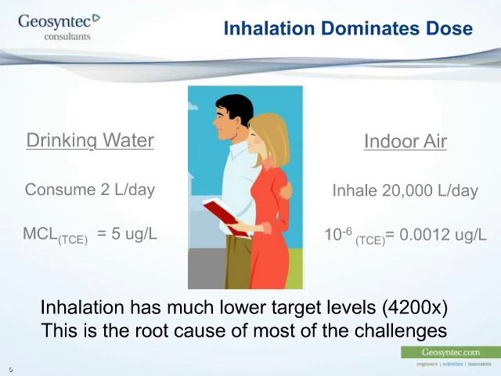When we perform risk assessments, we usually make assumptions that people consume something in the order of a couple of liters a day of water, whereas people inhale around 20,000 liters per day of air. And because there's such a large volume of air coming into the body, and the lungs are a very efficient mechanism of transferring gas into the bloodstream, I mean, that's what they do with oxygen, we need to have concentrations in the gas phase that are much, much lower in order to get a total body dose that's at the same level. And this is the most important thing that makes vapor intrusion assessment a challenge.